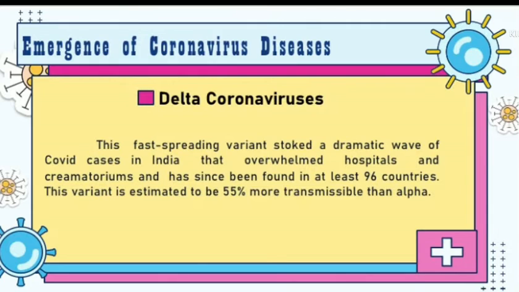And lastly is the Delta coronaviruses. So this virus is actually known as the fast-spreading virus that stoked a dramatic wave of COVID cases. Now it surged the cases in India because it was first discovered there, and it overwhelmed a lot of hospitals, and it has been found in at least 96 countries, including our country, the Philippines. This virus is also known to be 55% more transmissible than the Alpha coronavirus.